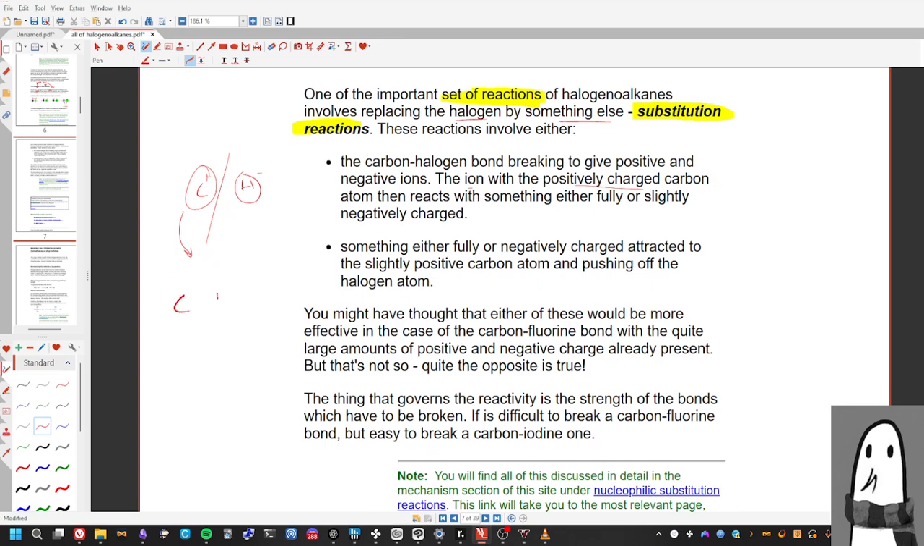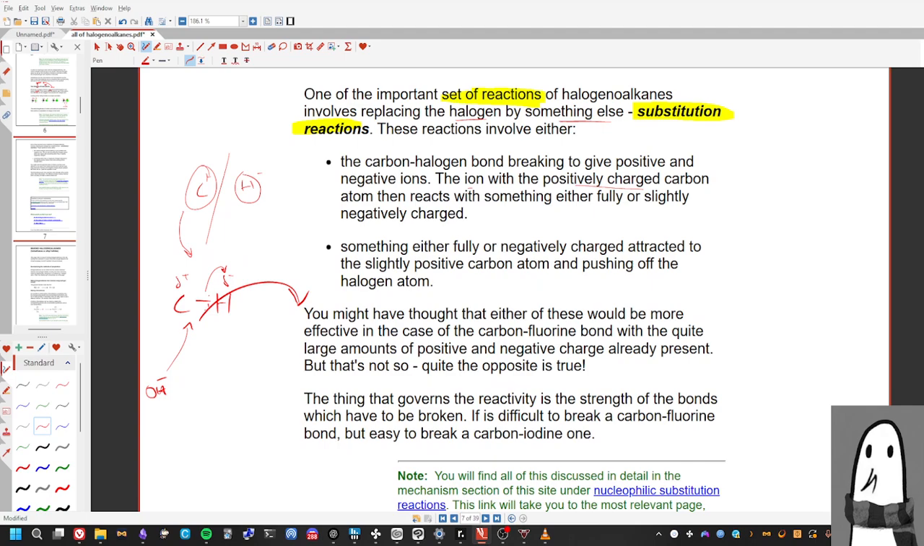So when you have C-H and it's already a dipole, you have your delta positive and your delta negative, and something negative is coming in. Let's say your OH is going to be your negative. As it comes in, it's going to shove off the hydrogen. There's going to be some homolytic.